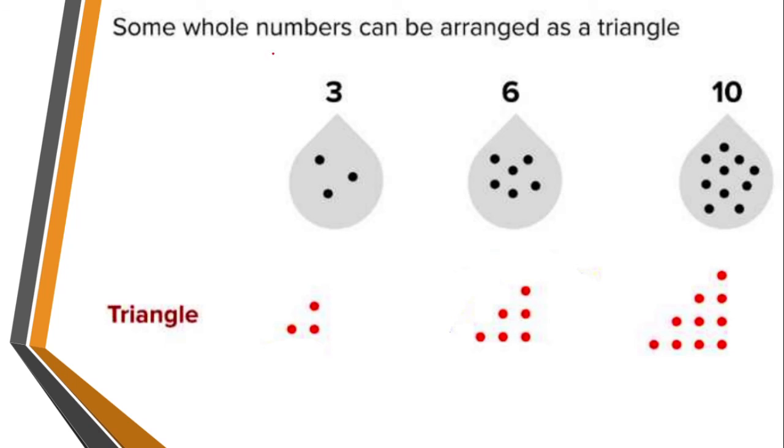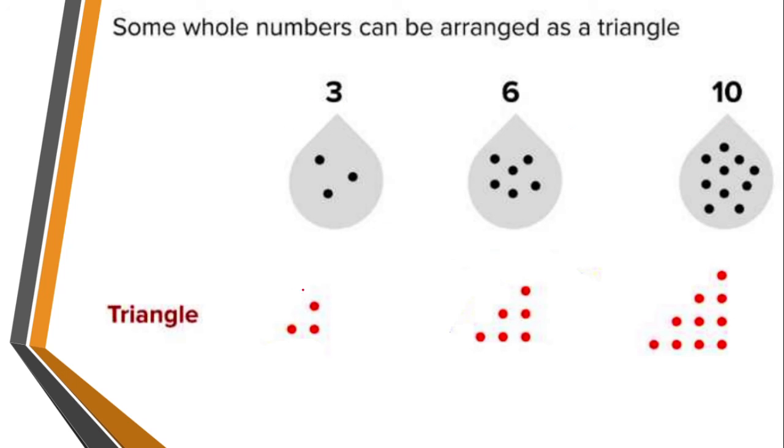Now only some whole numbers can be arranged as a triangle. As I said, all whole numbers can be arranged as a line, but for a triangle, not all, only some whole numbers can be arranged as a triangle. Examples for a triangle number will be 3, 6 and 10. These are just some examples. There are more numbers which can be arranged as a triangle.